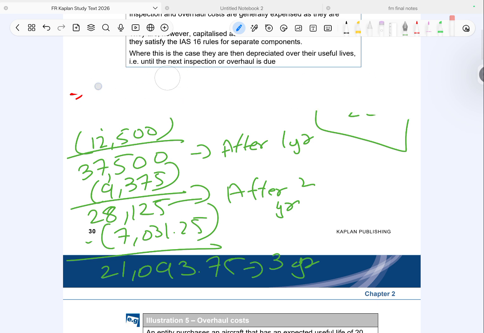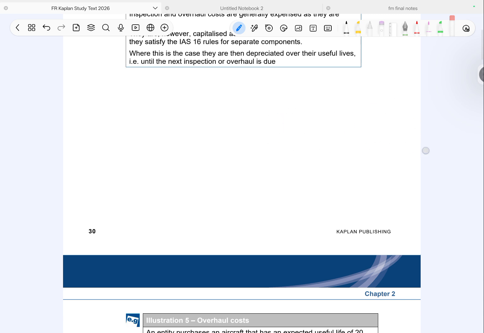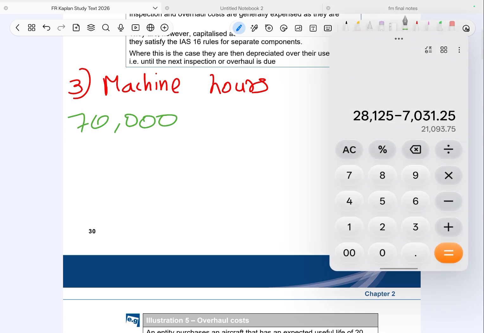And the third one is very easy. It's machine hours. I'll just explain it to you guys. So let's say an asset costs 70,000, and I can use this asset for 1,000 hours. It's very simple to calculate. 70,000 divided by 1,000 will give me 70 rupees as a rate for 1 hour.